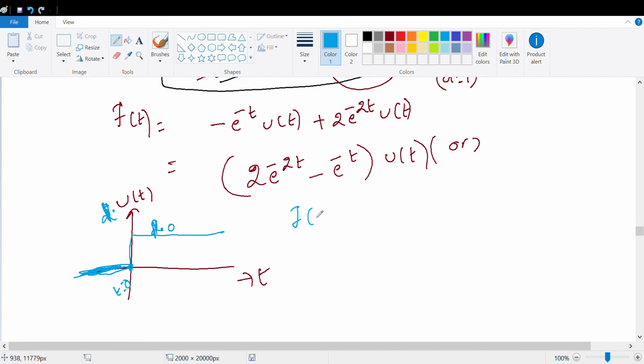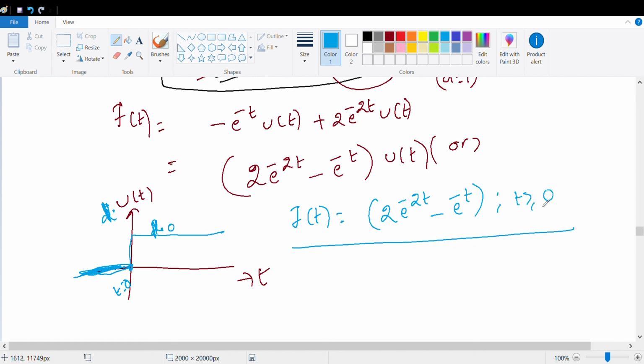So how can you write this? The final step: 2 into e power minus 2t minus e power minus t, for t greater than 0, like this. Because it is 1 for t greater than 0, there is no need to use u of t, just use the time signal.